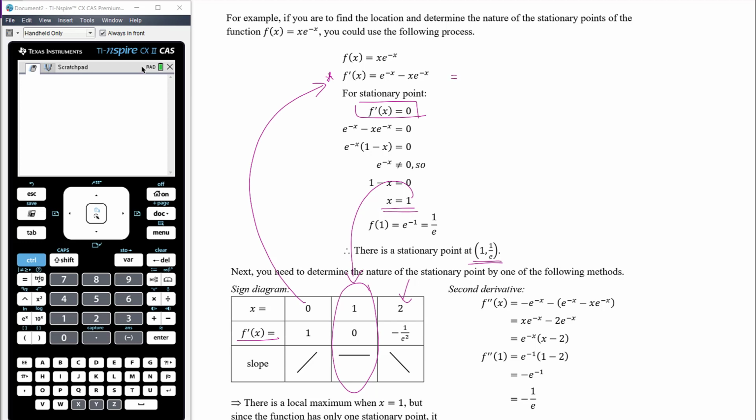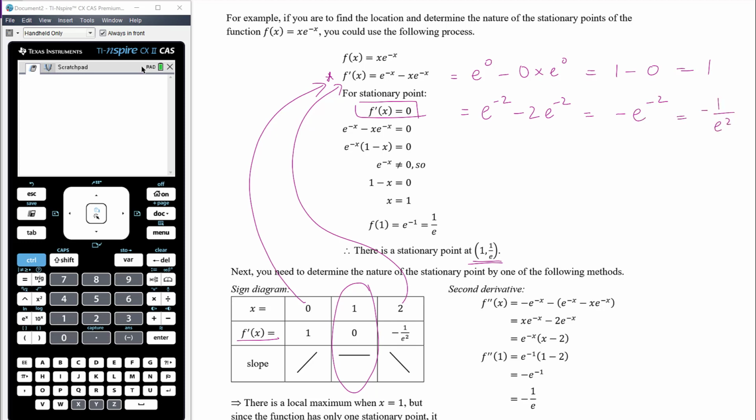When I put it into the derivative, I get e to the 0 minus 0 times e to the 0. So that is 1 minus 0, which is 1, okay? And I also take my x equals 2 and I sub that into the derivative, and when I do that, I'm going to get e to the negative 2 minus 2 times e to the negative 2, which is negative e to the negative 2, which is negative 1 on e squared. Okay, and that's how I've got these values in here.